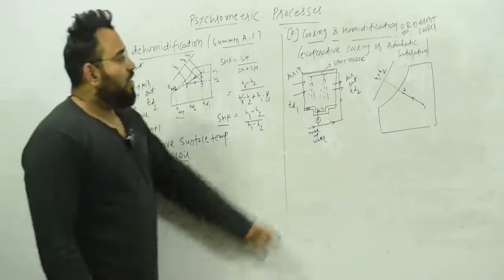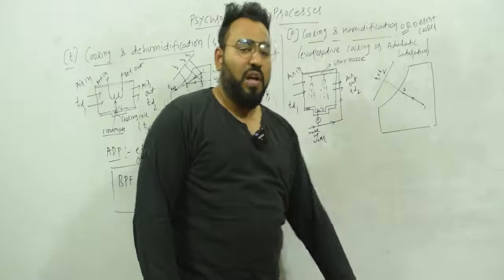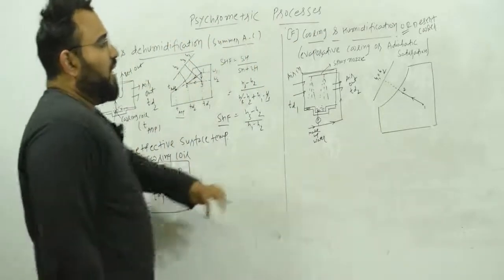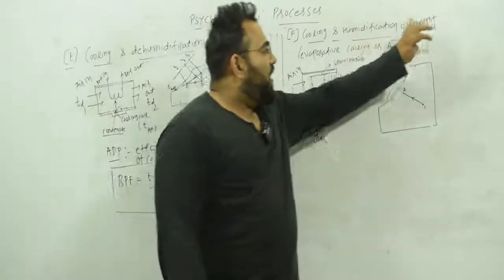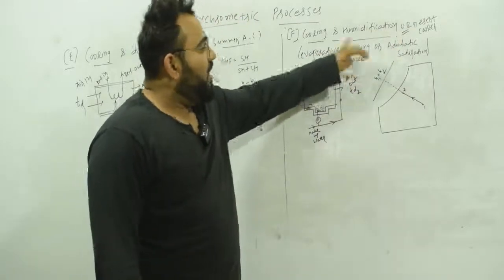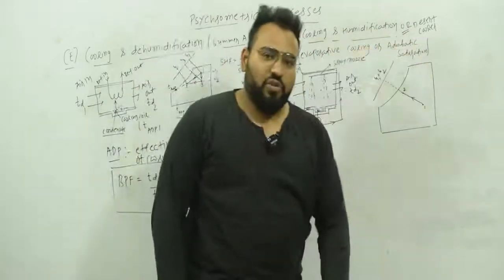Okay. Now the next process is cooling and humidification. It is just the reverse of this. It is also known as desert cooler, or evaporative cooling, or adiabatic saturation.